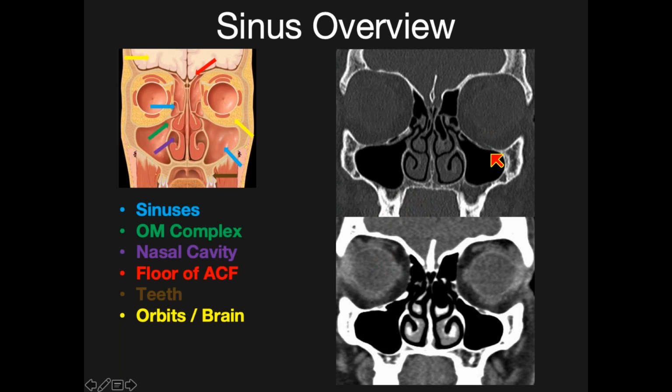CT is a workhorse in investigating sinus disease, and this is a normal CT showing good pneumatization of the sinuses, maxillary, ethmoid, and the drainage pathway here. We always look at it both on a bone and a soft tissue window setting.